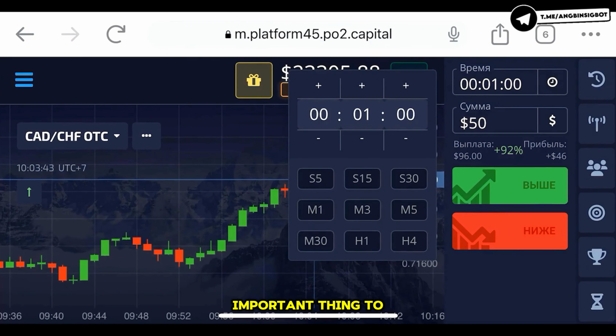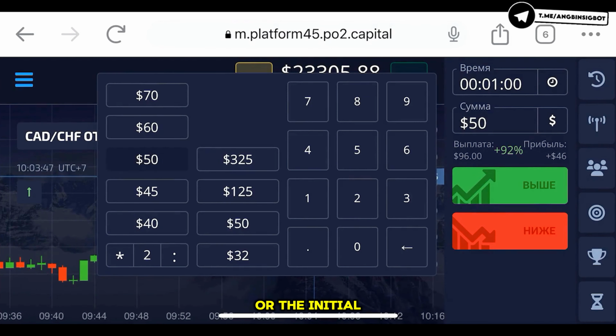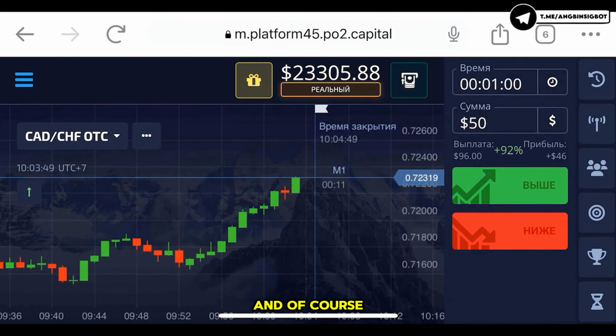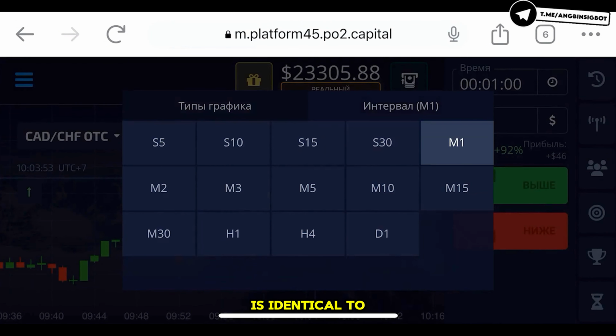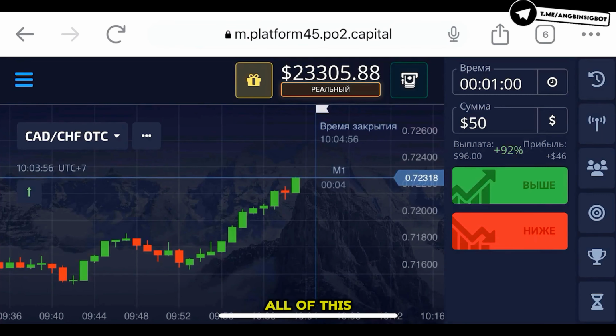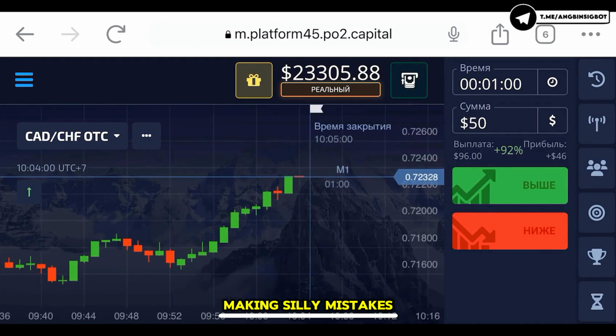So, the most important thing to do is to set the time for your trades, the amount of the trades, or the initial trade in advance. And of course, set the necessary time frame for the chart. In my strategy, the trade time is identical to the time frame, so I also use a 1-minute time frame. All of this is done to avoid getting confused during trading and to prevent making silly mistakes in general.